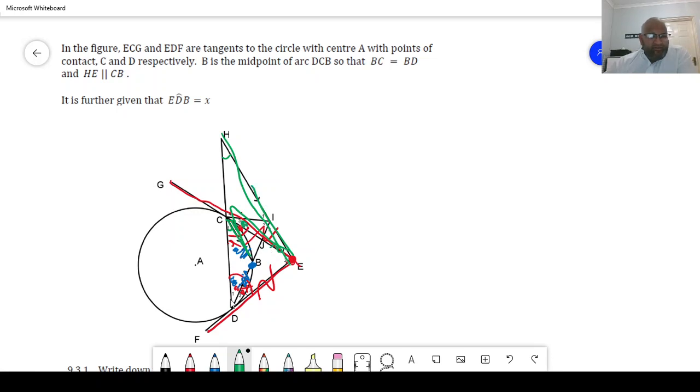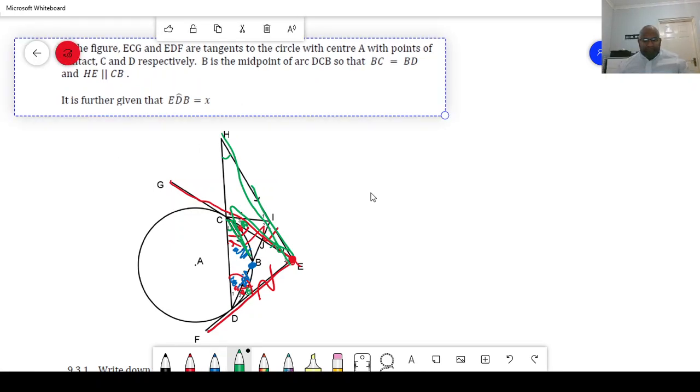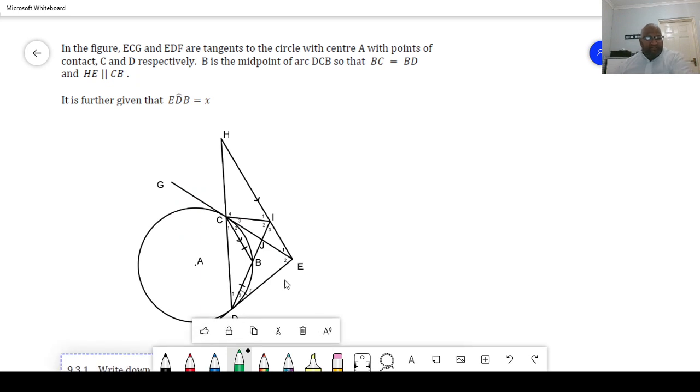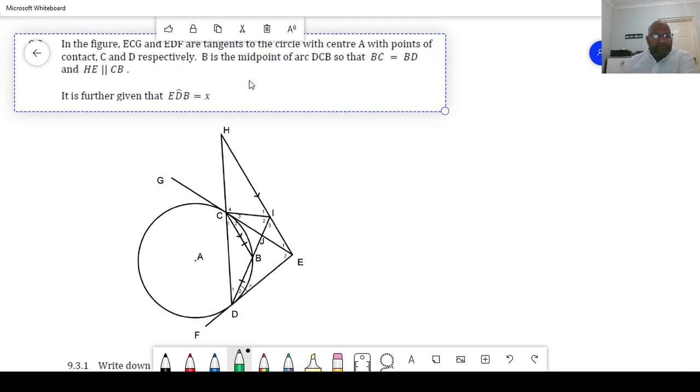Then we are further given that D2, which is angle EDB, is equal to x. So we will be using your x in this case, your variable. So let's take out all this color here.